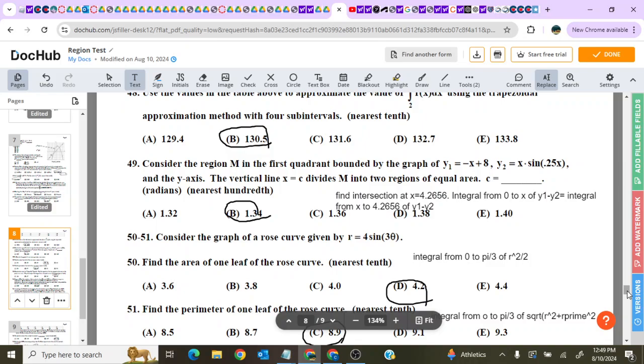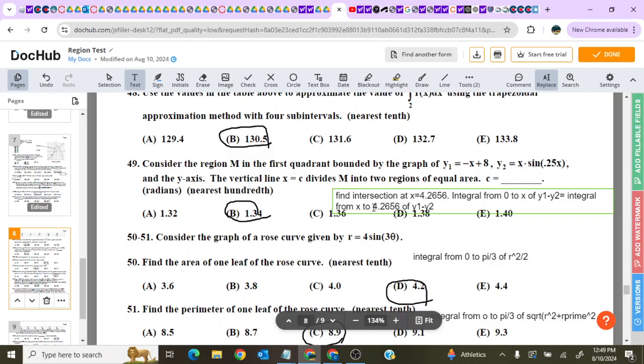49. Consider the region M in the first quadrant bounded by these two equations and the y-axis. Vertical line x equals c divides M into two regions of equal area. C is equal to what? If you plug those two equations into y1 and y2, you'll see that the area bounded between the y-axis and their intersections happens at x equals 0 and x equals 4.2656.